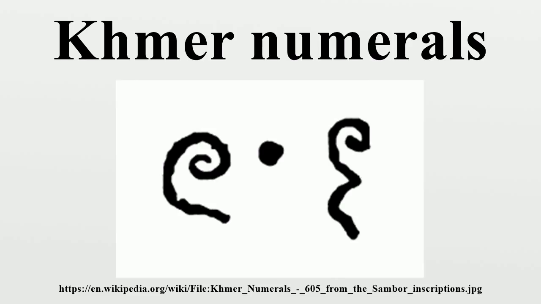Numbers from 6 to 20. As mentioned above, the numbers from 6 to 9 may be constructed by adding any number between 1 to 4 to the base number 5, so that 7 is literally constructed as 5 plus 2. Beyond that, Khmer uses a decimal base, so that 14 is constructed as 10 plus 4, rather than 2 times 5 plus 4, and 16 is constructed as 10 plus 5 plus 1.